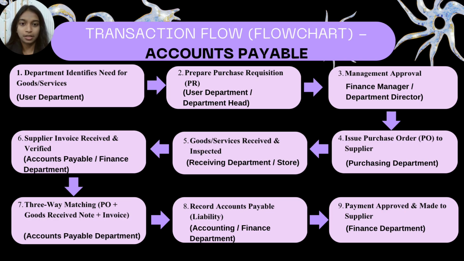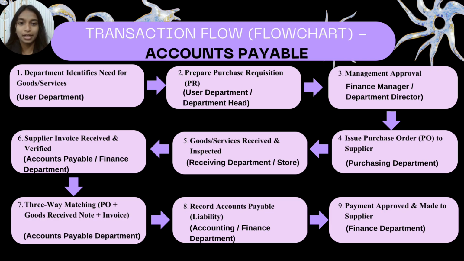After the purchase requisition is prepared, it is sent to the finance manager or department director for approval. This approval is important because it ensures that only necessary and authorized purchases are made. Once management approves the request, the purchasing department prepares and sends a purchase order to the supplier. The purchase order includes important information such as the item description, quantity, agreed price, and delivery date.